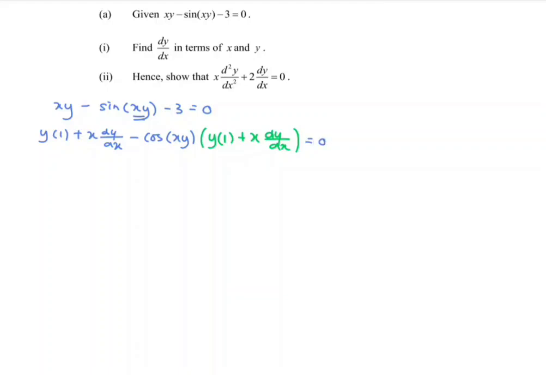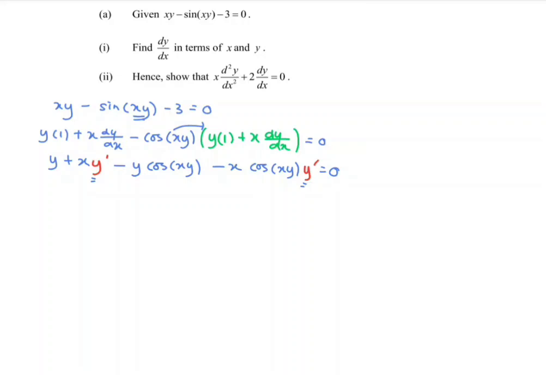So kindly rearrange the situation and then focus on the dy/dx. So here we have y plus x times y prime, minus, if we expand the situation, we will have y cos(xy), minus x cos(xy) times y prime, which equals 0. So focus on this part.